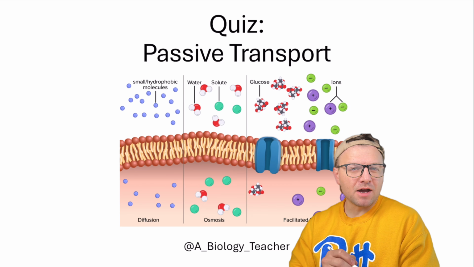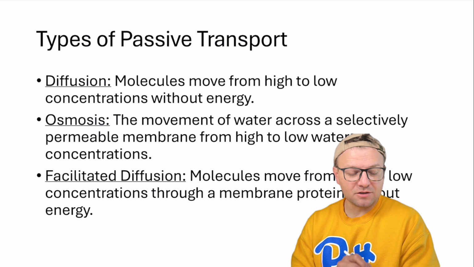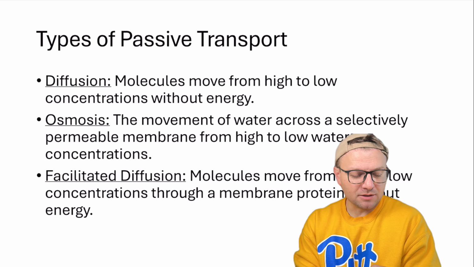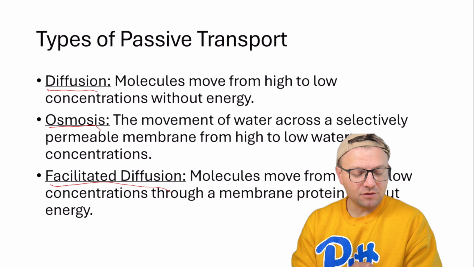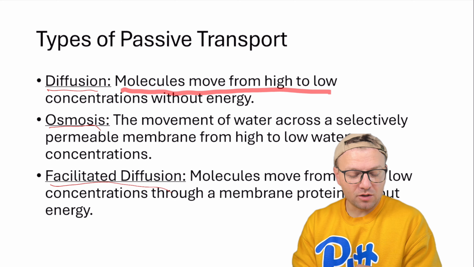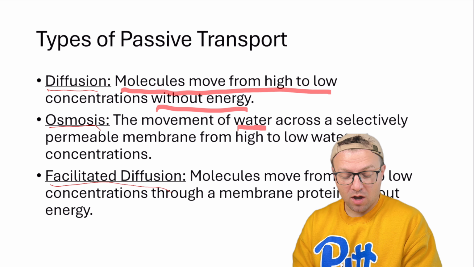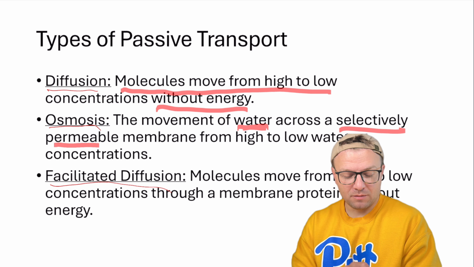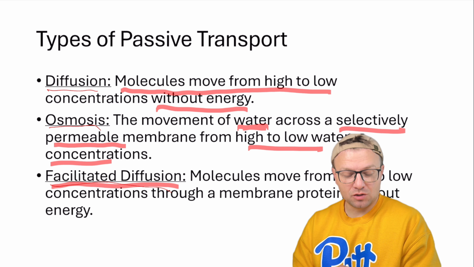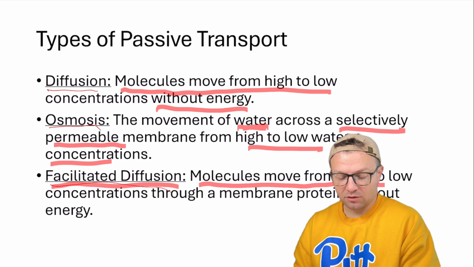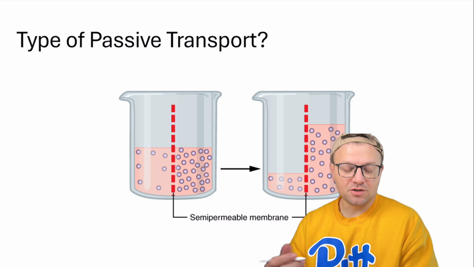Let's go through this quiz about the different types of passive transport. I'm going to show you a picture of one of the three different types of passive transport, that being diffusion, osmosis, or facilitated diffusion. Remember that diffusion is when molecules move from high to low concentrations without energy. Osmosis is the movement of water across a selectively permeable membrane, again from high to low concentrations of water. And facilitated diffusion is again the movement of molecules from high to low concentration, but this is through a membrane protein.